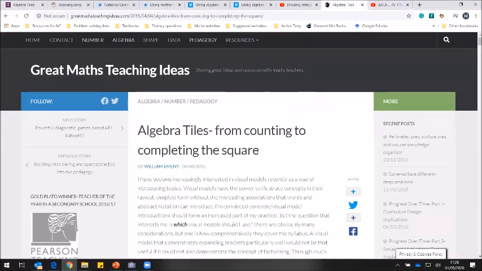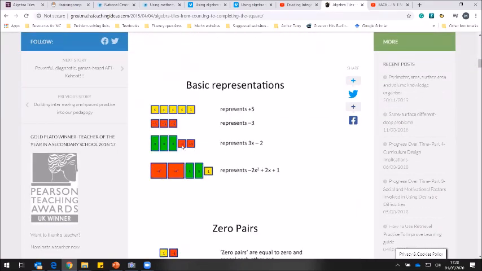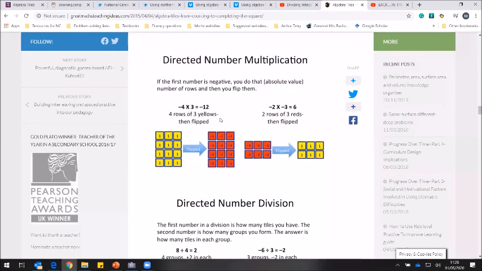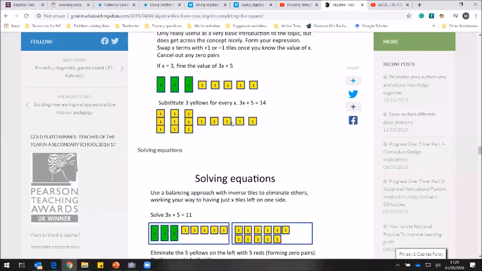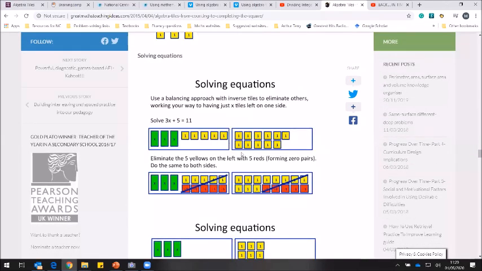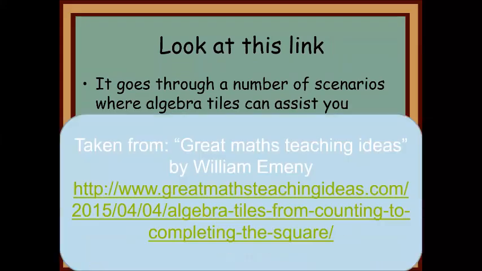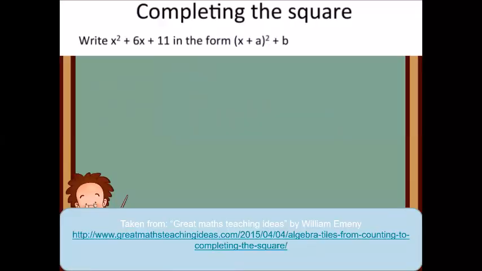There it is. So from counting to completing the square, he talks about some bar modelling, but then he does a lot of algebra tiles for you as well, talking about zero pairs, directed number addition. If I scroll down, division as well, multiples, collecting like terms, substitution, solving equations, a really lovely page. Brilliant stuff. And I'll tell you what, in maths teaching at the moment, people are sharing so much nice stuff for free. It's wonderful. Just to show a couple of my favourite things from it, completing the square.